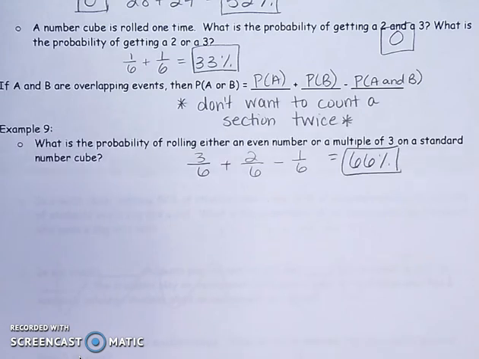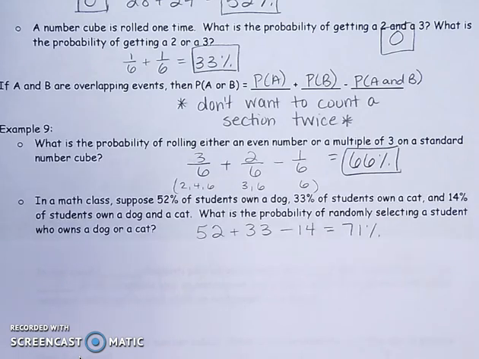So in this case, the first one, probability of rolling either an even number or a multiple of 3 on a standard number cube. There are 3 even numbers, 2, 4, and 6. There are 2 multiples of 3, 3 and 6, and then the 6 is the one that repeated, so we subtract it out. So 3 out of 6 represents our even, 2 out of 6 represents our multiples, and the minus 1 out of 6 is the overlap. This gives us 66%.